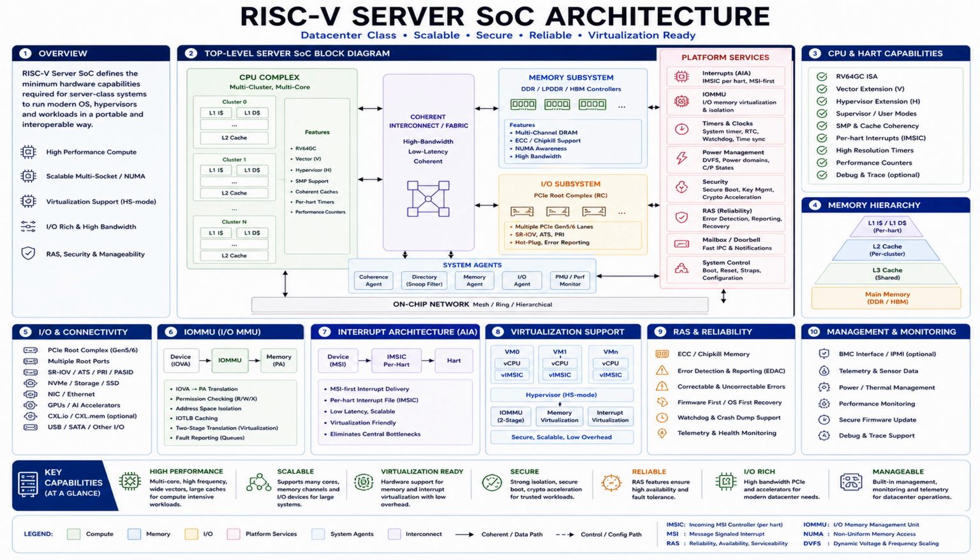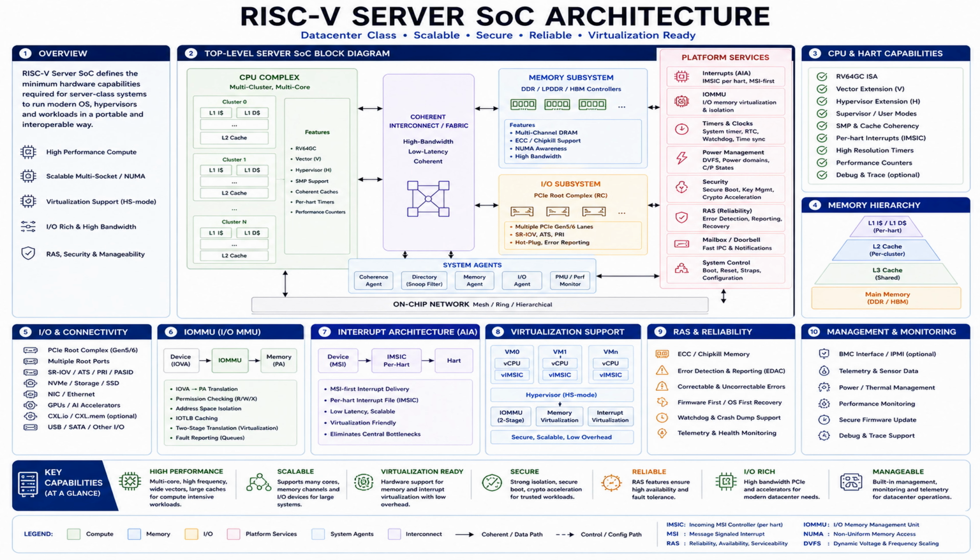Section 2 shows major subsystems and how they connect. The SoC is organized into core building blocks: the multi-core clusters, coherent interconnect, memory subsystem, I/O subsystem, platform services, and system agents. These components are connected through an on-chip network. So the Server SoC is a modular architecture connected by a coherent fabric backbone.